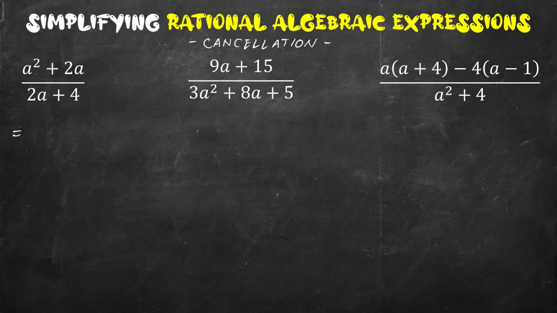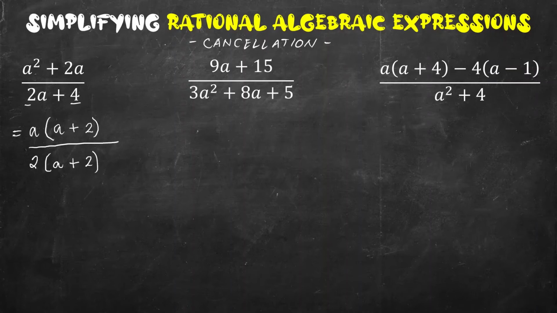Napansin ninyo na sa numerator, ang greatest common factor niya ay a. So, pwede nating ilabas si a. A squared divided by a is a. 2a divided by a is positive 2. Over, ayan. Sa denominator naman, ang greatest common factor niya ay 2. So, ilalabas natin si 2. 2a divided by 2 is a. And then 4 divided by 2 is positive 2.